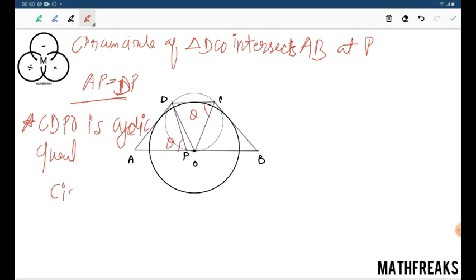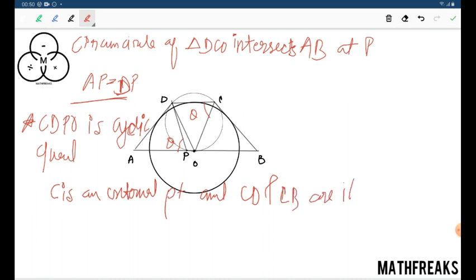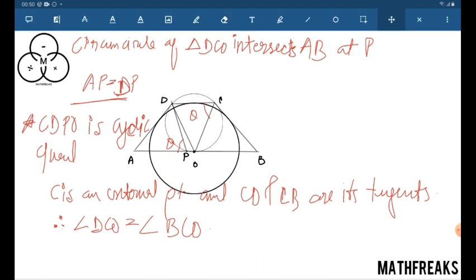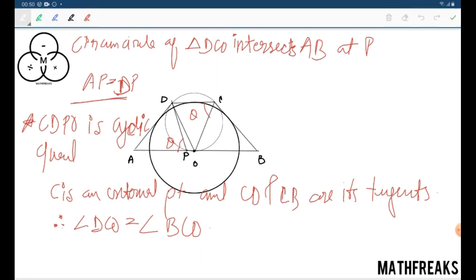Now C is an external point and CD and CB are its tangents. Therefore, angle DCO equals angle PCO. Since this is a tangent, that much knowledge is a prerequisite. This will be theta.